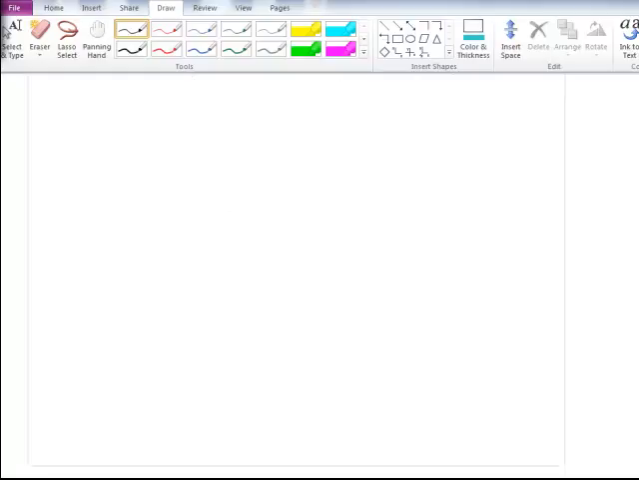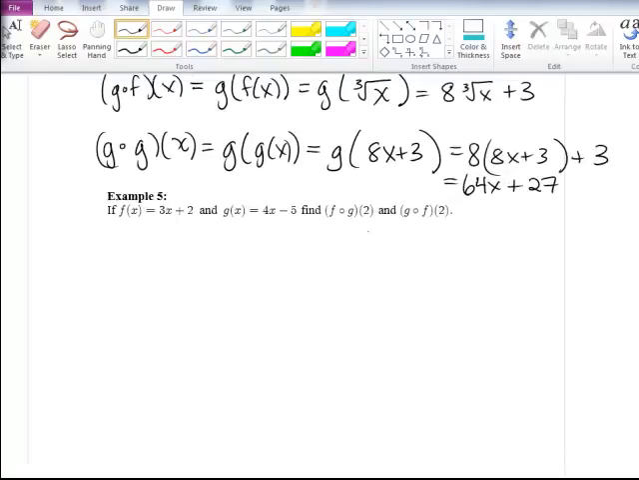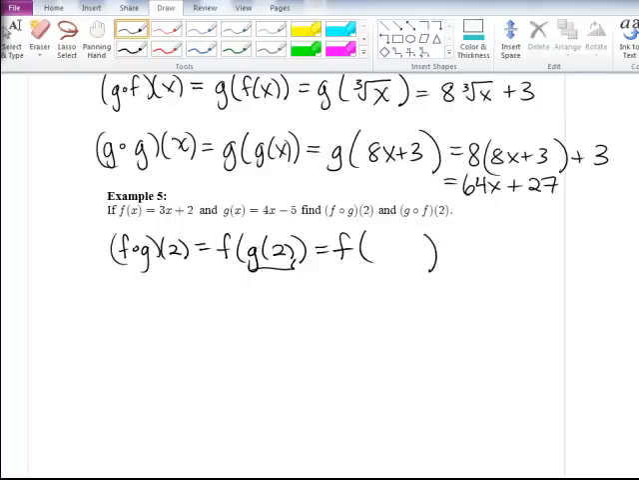And then this last example here is, again, just doing these compositions with numerical inputs rather than variable inputs. So let's take a look. If I have f circle g of 2, I can do something like this. Again, write it as a nested expression first. So then I've got g of 2 is 8 minus 5, so that's 3. And then f of 3 is 9 plus 2 is 11.